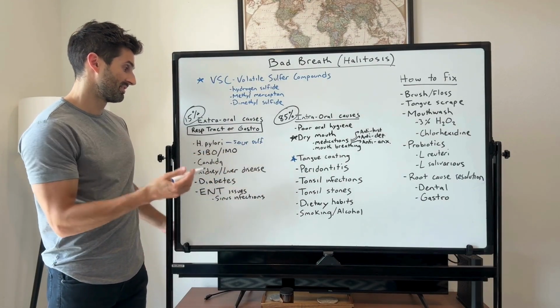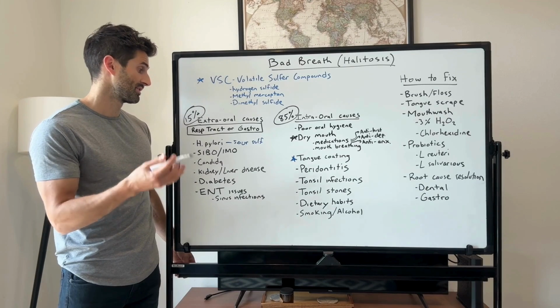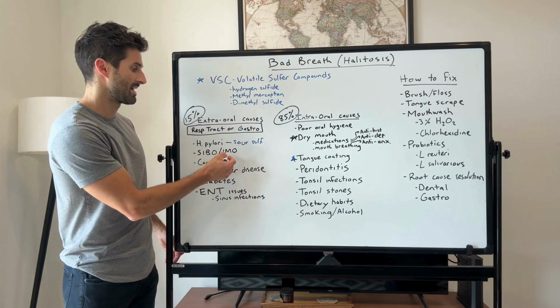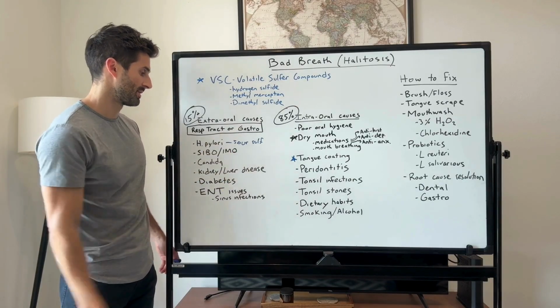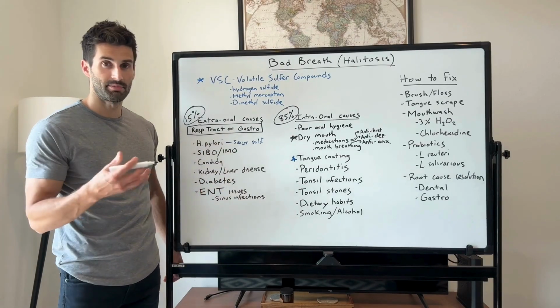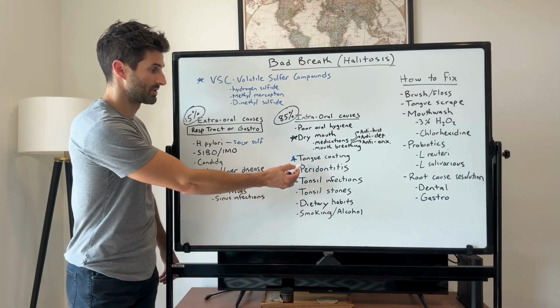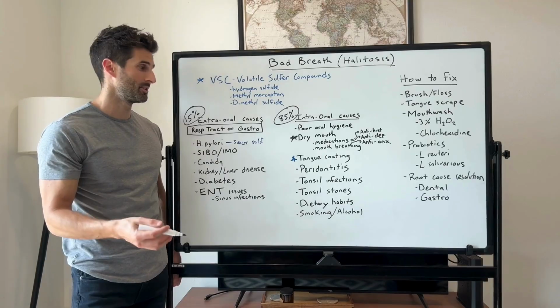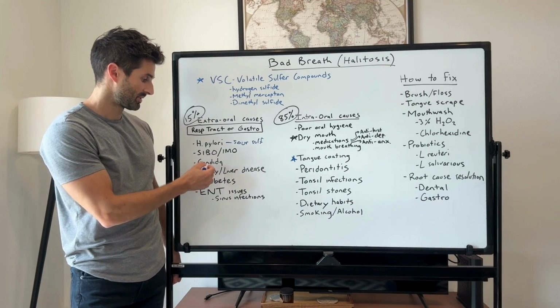SIBO or IMO, there's even a type of SIBO called hydrogen sulfide SIBO. The sulfide version can make your breath smell bad, but also IMO, if you're having methane, this can also smell bad. Candida I mentioned, so that's a type of fungal overgrowth. This also can produce a pretty nasty tongue coating, where it's like a white or yellowish type tongue coating. This is very common with candida.